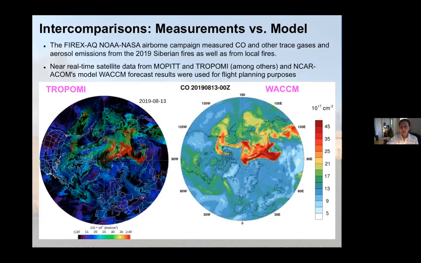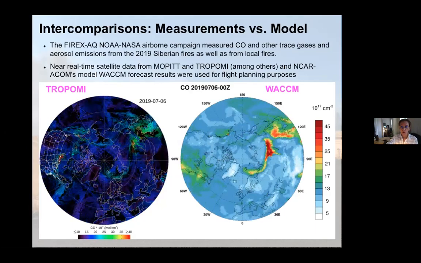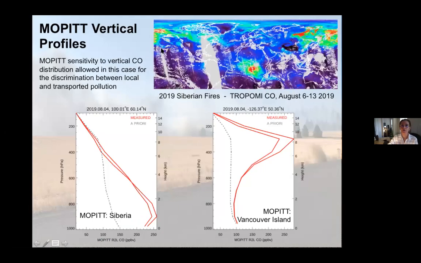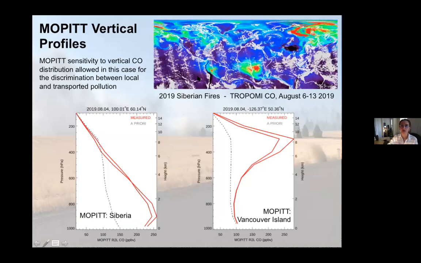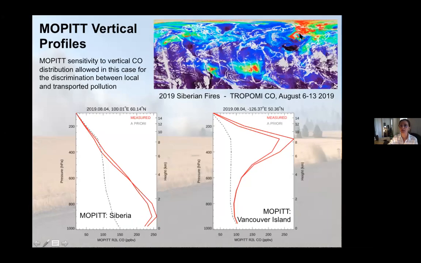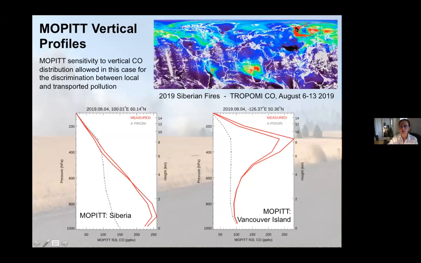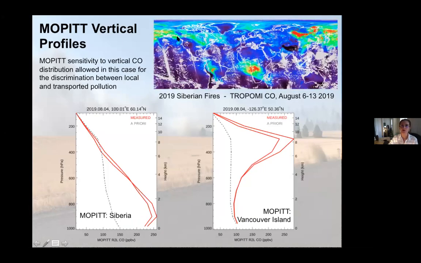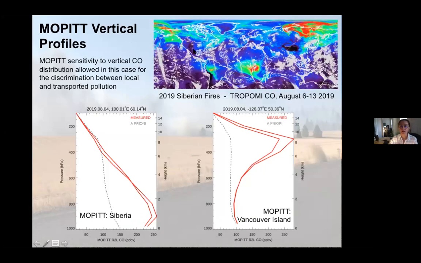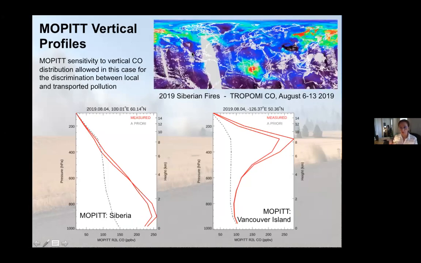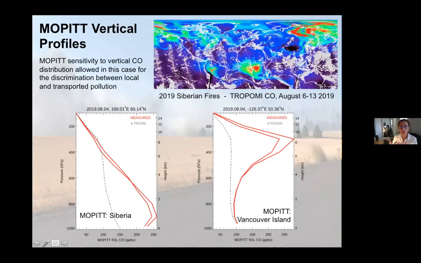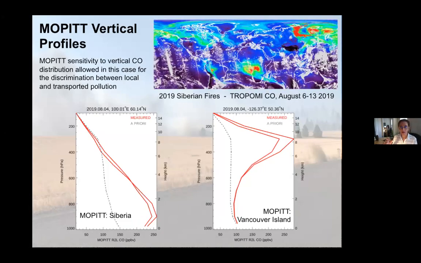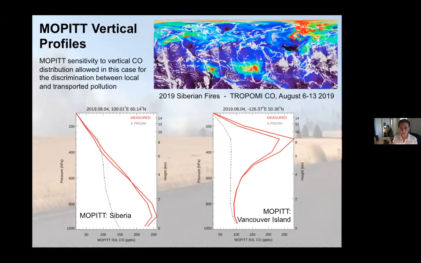So TROPOMI is great because it gives you this global view of total column. And here is another view of the same TROPOMI data, in a different projection, but you can see the plumes starting over Siberia and then moving over the Pacific and around and ending up on North America. So TROPOMI is great to give you that synoptic, global view of daily CO. MOPITT has the ability to see in the vertical.